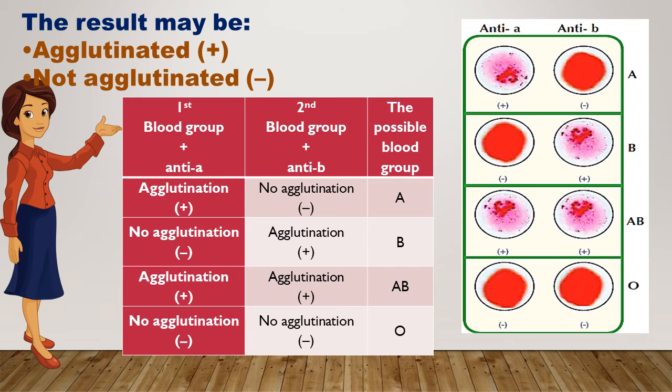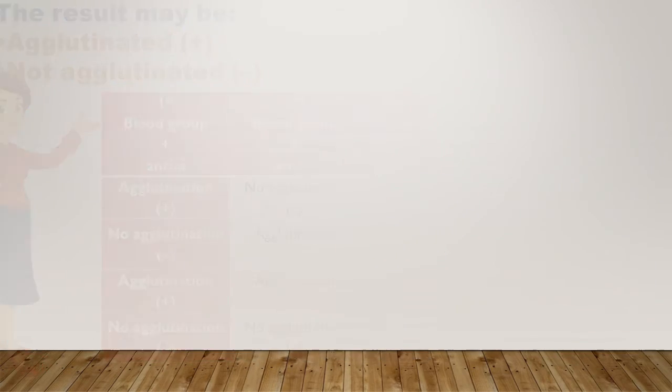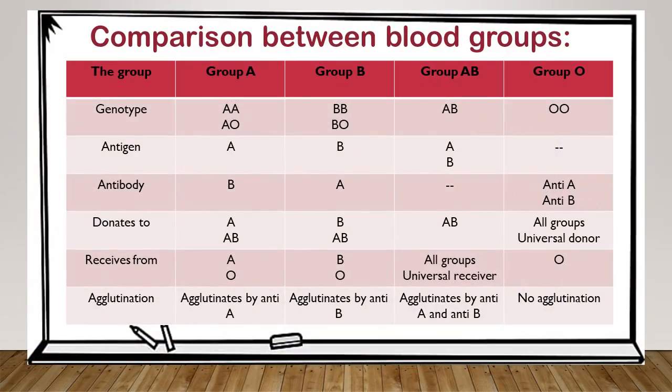The person that has blood group O doesn't have any antigen. So no agglutination with anti-A or anti-B. It's a very simple test just to determine the blood group of anyone. This table compares between the 4 types of blood groups.